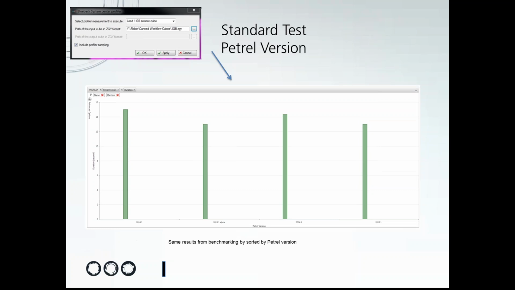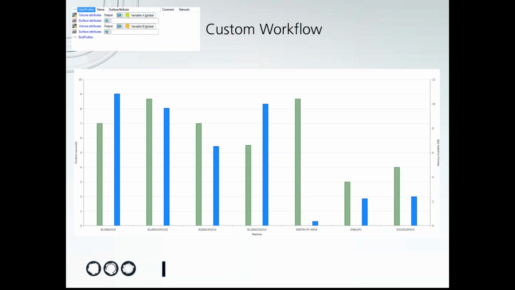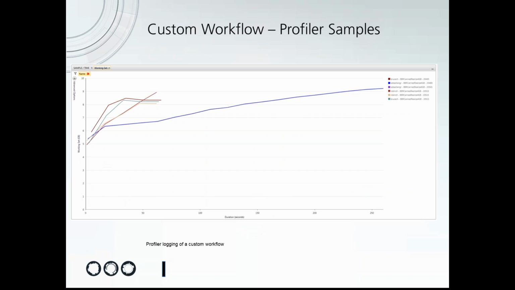I've also shown that we can, for example, look at machines and how they perform, but we can also group by, for example, Petrel version or network interface to see how different elements are influencing the performance. I've also shown we can compare running of custom workflows, in my case a kind of volume attribute and surface attribute workflow of a couple steps tied together, and we can look at the amount of time taken to execute that workflow on each machine compared with some of the other measurements like memory available or CPU usage, etc.